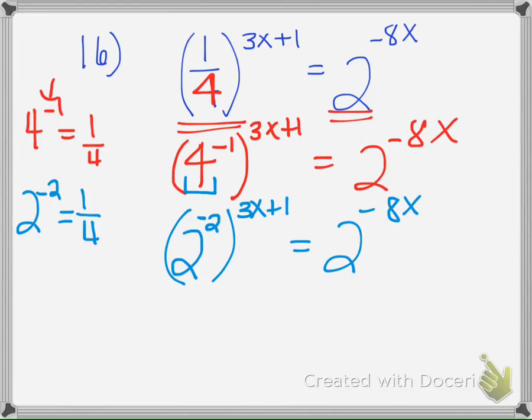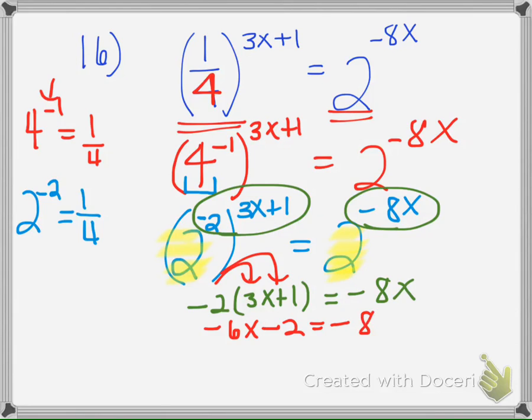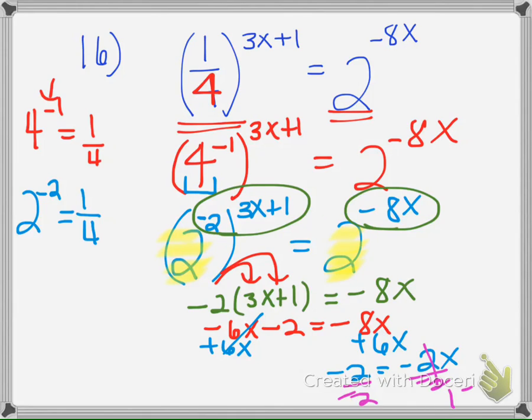Alrighty, now we have common bases. So this is the same, and this is the same. Now I want these to be the same. I want to know what x will make them the same. So we're going to set these equal here. Distribute here. So negative 2 times 3 is negative 6x. Negative 2 times 1 is negative 2. And then I'm going to add 6x. And lastly, divide by negative 2. We get that x is 1.